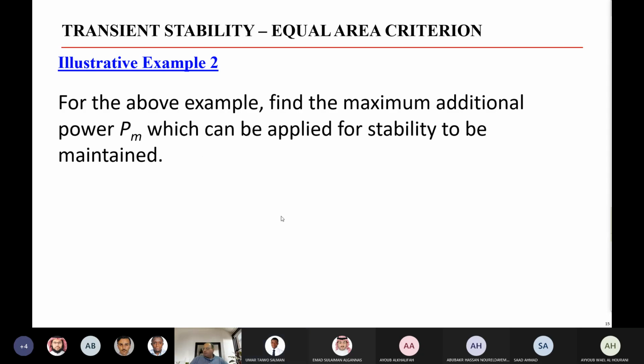Do you have any question? No question, Doctor. Okay. If there is no question, so you can leave the meeting. We have Ayub Al-Harani, please.